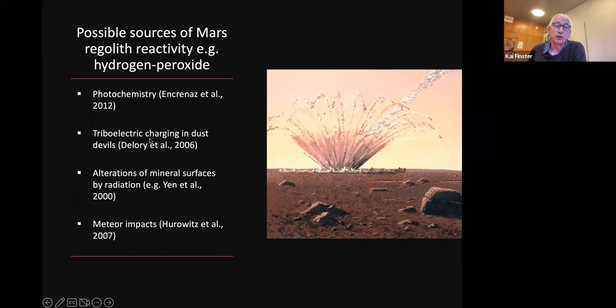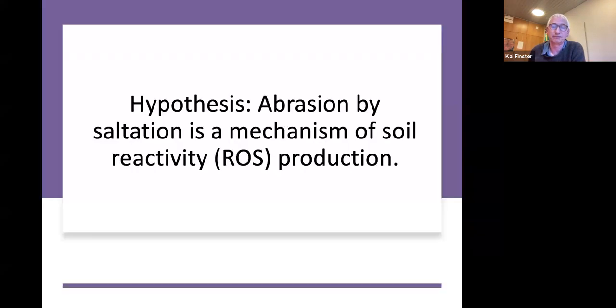Another possibility is triboelectric charging in dust devils. That means when dust devils are produced, the particles in the dust devils collide with each other, bump into each other, and that leads to charging. Then when the dust settles again, this charge could also be a cause of reactivity. Alternatively, it's mineral surfaces that are activated by radiation or meteorite impacts, as you see here on this figure. For this process, the meteorite impacts would just fracture the regolith. New surfaces would be produced, and these surfaces could be the cause of reactivity.